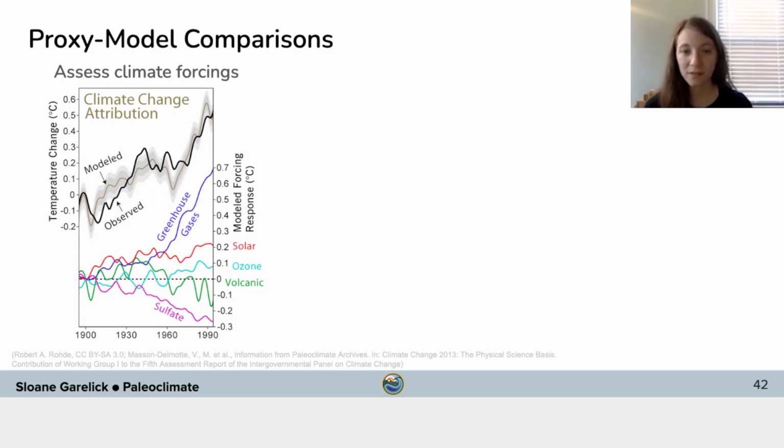For example, this figure on the left is showing simulated and observed temperature from 1900 to 1990 on the top, and the model forcings below. From this, we can see that greenhouse gas concentrations were the dominant forcing of temperature over this time period.